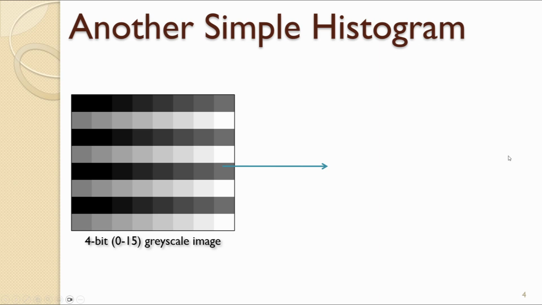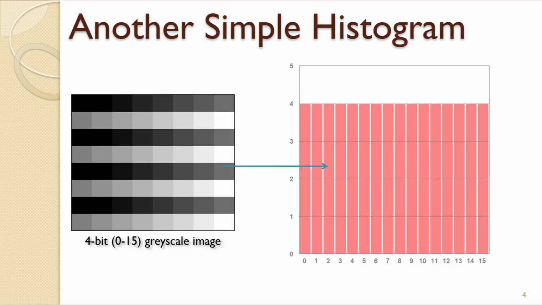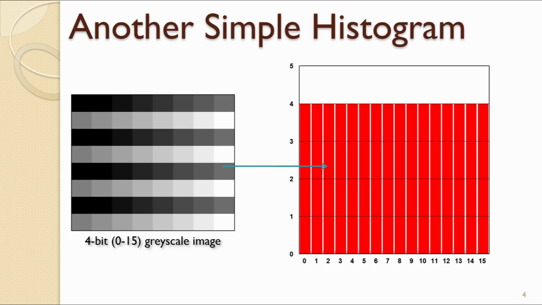Here is another example image, this time with a few more pixels. The image shows a nice gradient of pixel values from 0 to 15 that is repeated 4 times. If we count the number of pixels at each grayscale value, in this case there being 4 of each, we get a histogram that looks like this. Again, pretty straightforward. Let's now go a step further and look at a more complex image.